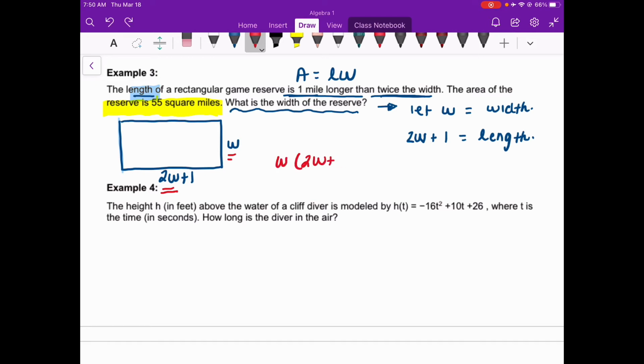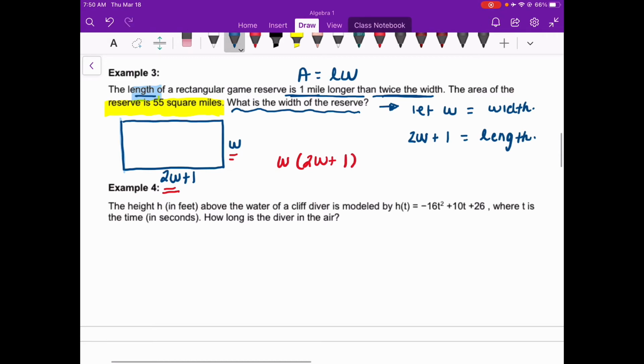If you want to label it on top to remind yourself, this was the length, this is the width, equals area, and area is 55. Now we have to solve for w. So in order to solve for w, you're going to have to distribute this first and then subtract the 55. If this was set equal to 0, you could go straight to the zero product property, but since it's not, you have to distribute, subtract 55, and then refactor this problem.